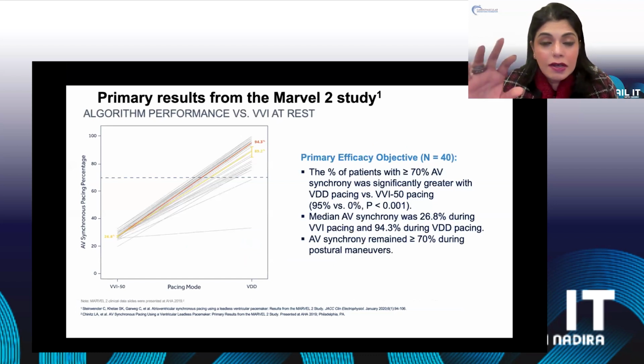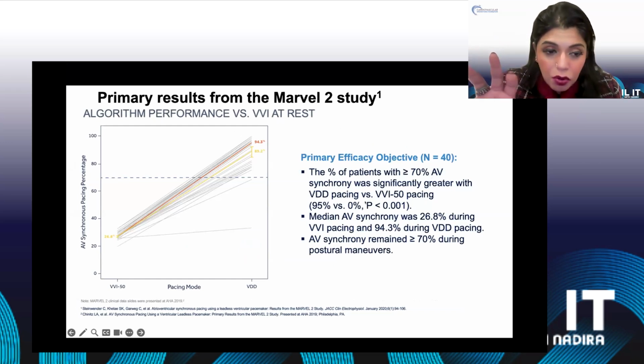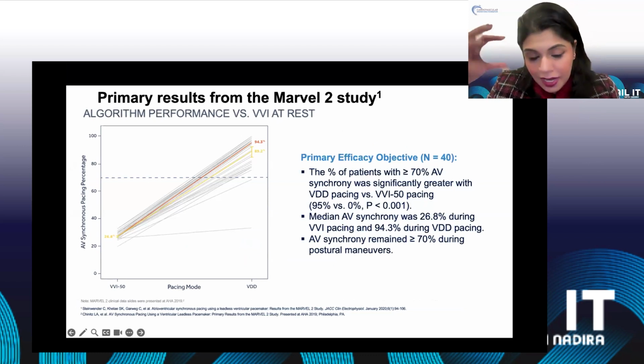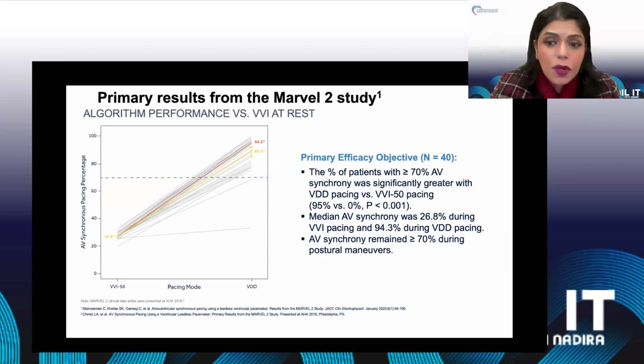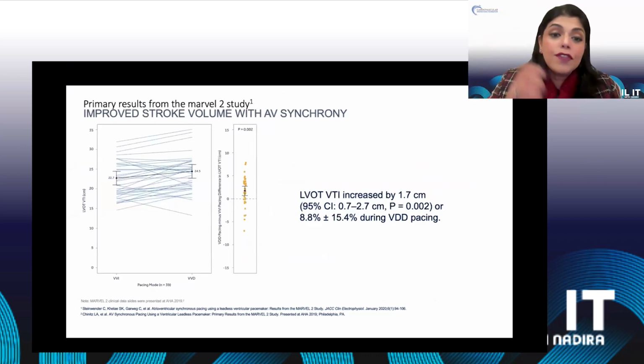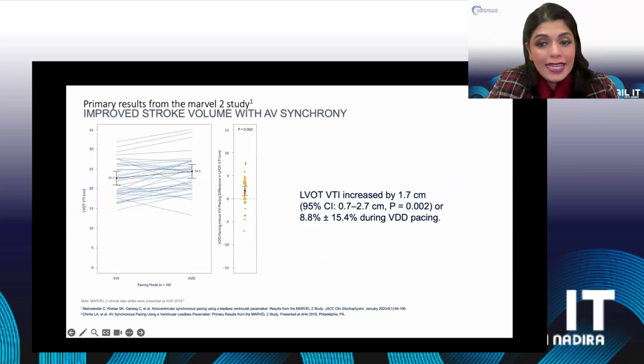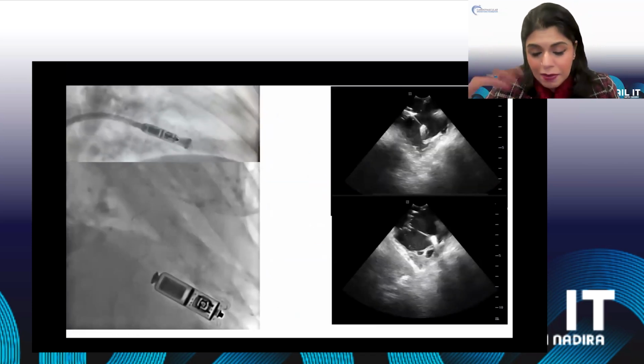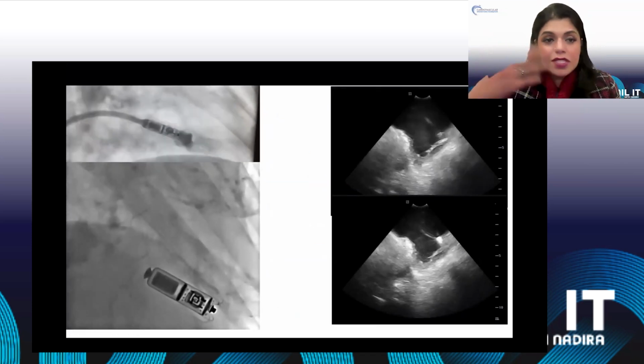But what we saw in the pivotal trial for AV was that when we improved synchrony, which in this AV platform, you got more than 70% AV synchrony when we programmed these patients in this VDD mode, where they sense off of the mechanical atrial signal, we were able to actually improve the stroke volume quite a bit. And that was clinically relevant, that when these patients got an improved LVOT VTI and a better stroke volume. So that was the next iteration.